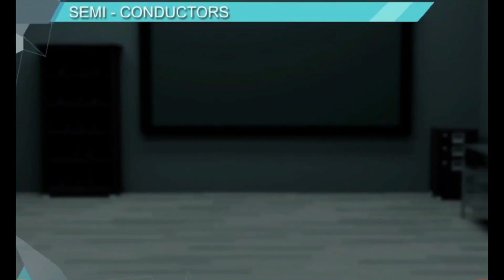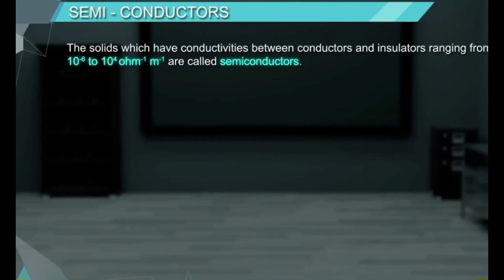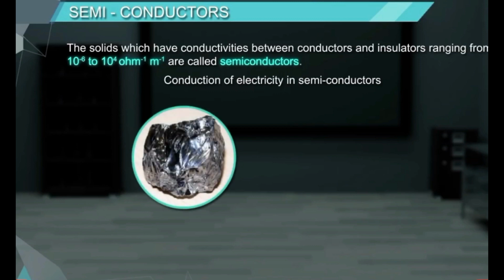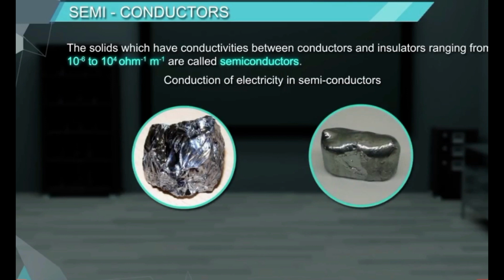Semiconductors. The solids which have conductivities between conductors and insulators, ranging from 10^-6 to 10^4 per ohm meter, are called semiconductors. Conduction of electricity in semiconductors. The conductivity of semiconductors like silicon, germanium, etc. is based on temperature and addition of impurity.